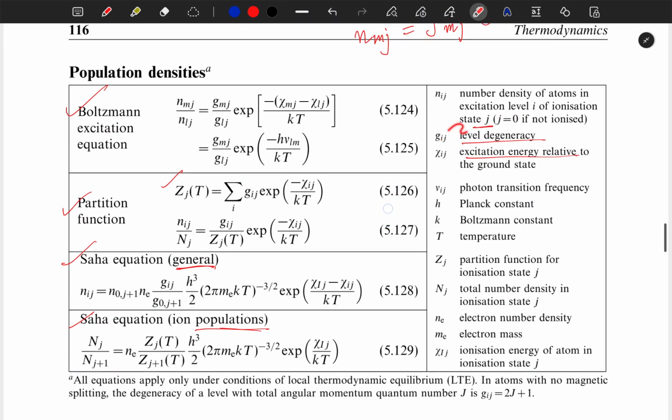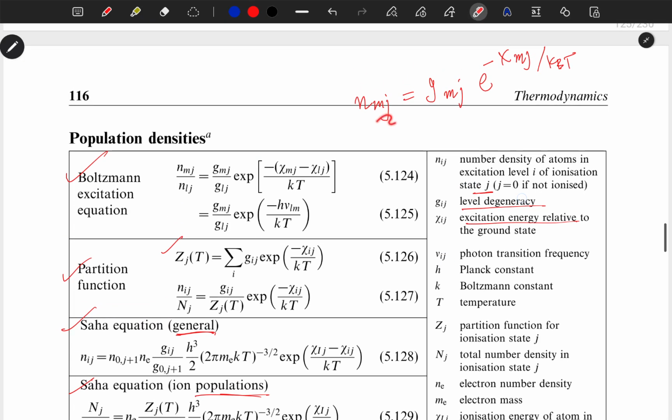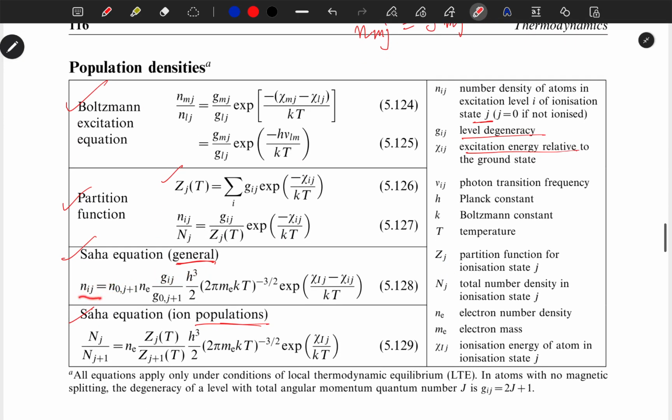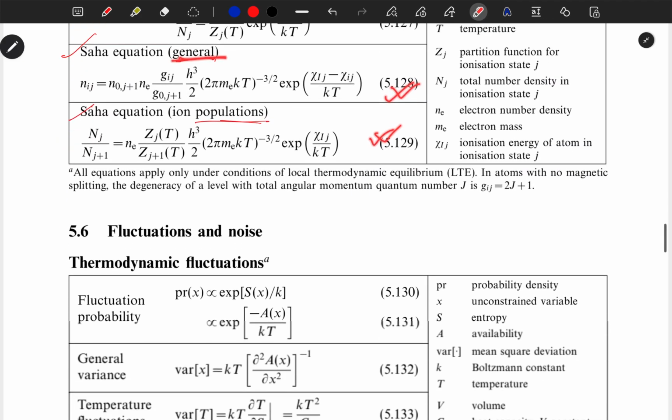Population density, so this can be written like this: n of states equal to g mj e to the power minus E by kBT. So using that formula we have the ratio between n mj and n lj. Partition function Z is also summation over all i. Saha equation is like this, and Saha equation for ion population, and in general we have these two relations.